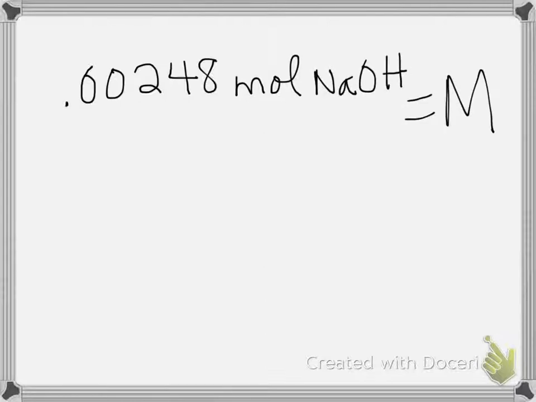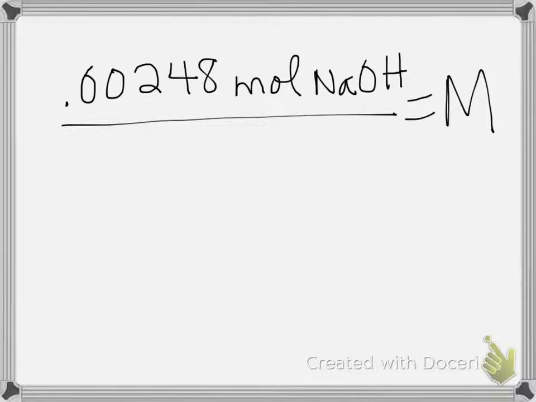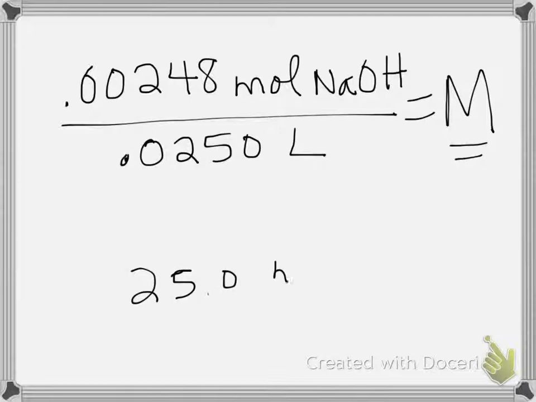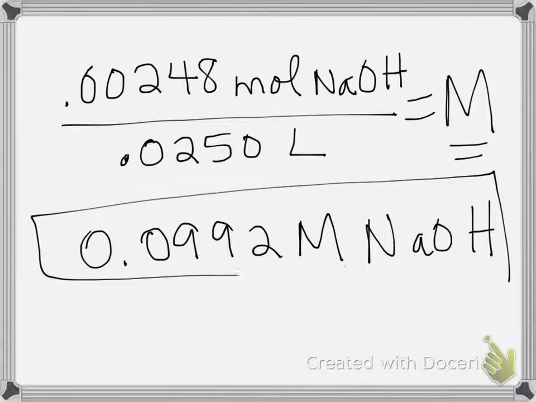Now we want to know molarity. Molarity is moles divided by liters of solution. We know from the problem that we had 25 milliliters of sodium hydroxide. So 25 milliliters, let's divide that by 1,000 again to get it in liters, because molarity is moles per liter, is 0.0250 liters, right? 25 milliliters divided by 1,000 is 0.0250 liters. Okay, so I'm going to divide these numbers. 0.00248 divided by 0.0250. I get the molarity of my base as being 0.0992 molar NaOH. So that's how we solved the problem.